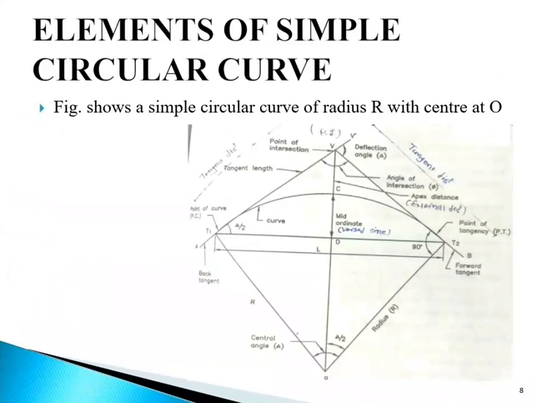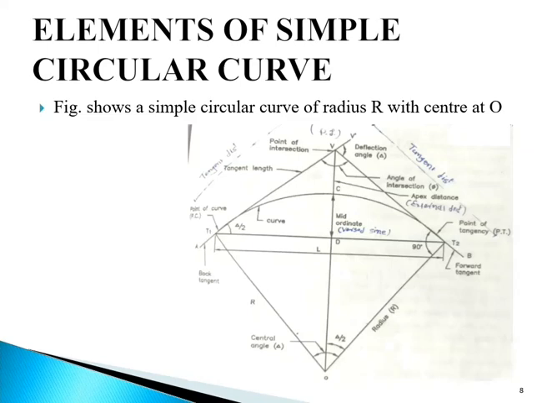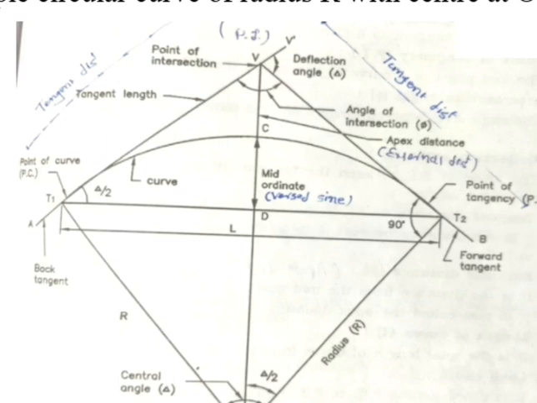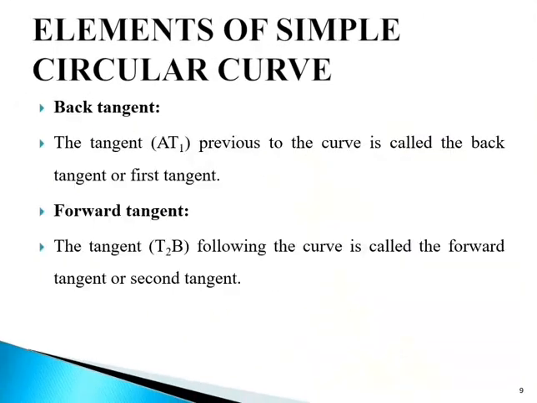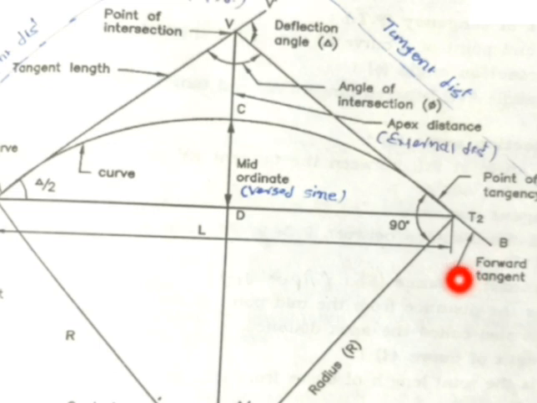So let us discuss each and every term. First one is back tangent. The tangent, say AT1. If we look at the image, T1 is here and A is here. This one is the back tangent. The tangent, say AT1, previous to the curve is called the back tangent or first tangent. Second one is forward tangent. The tangent, say T2B, following the curve is called the forward tangent or second tangent. So here, T2B is the forward tangent.